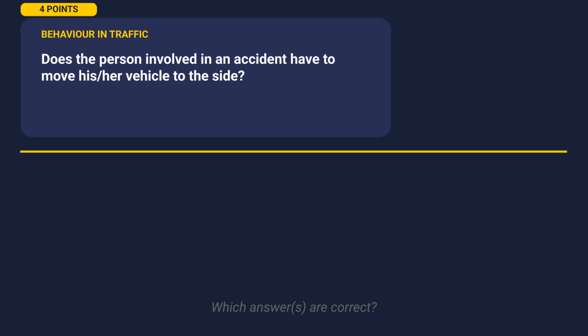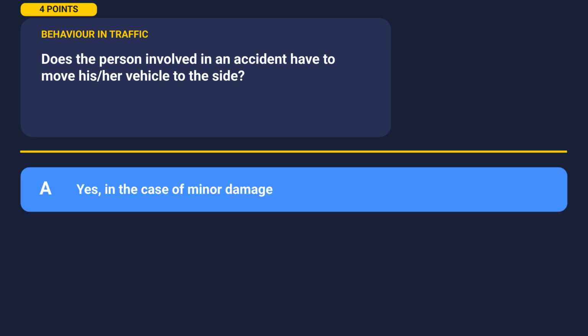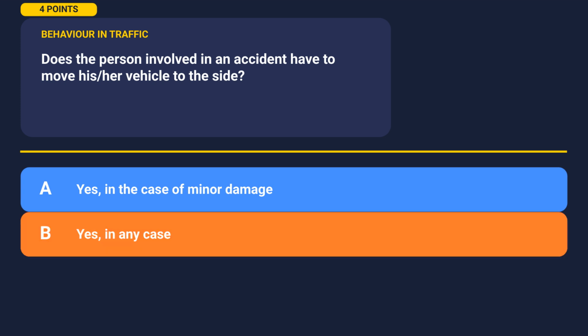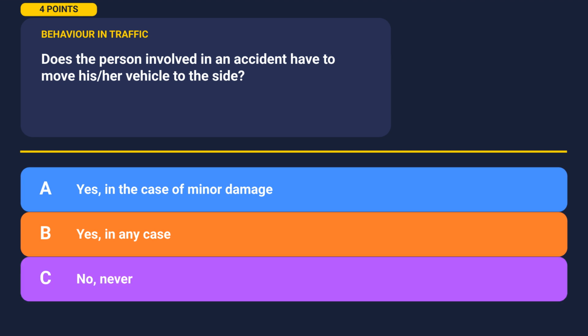Here comes the next one. Does the person involved in an accident have to move his or her vehicle to the side? Take a moment to look at the options. Option A, yes, in the case of minor damage. Option B, yes, in any case. Option C, no, never.